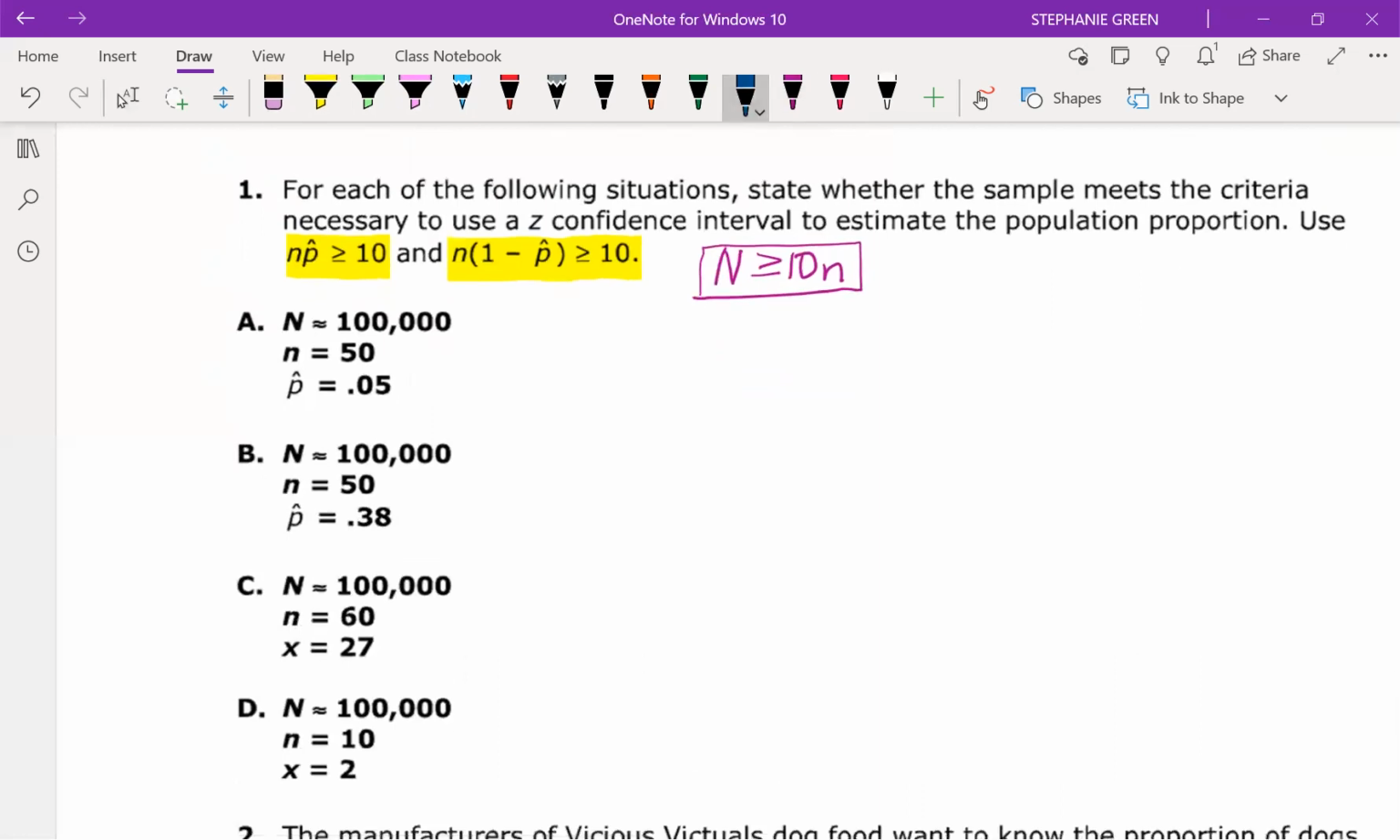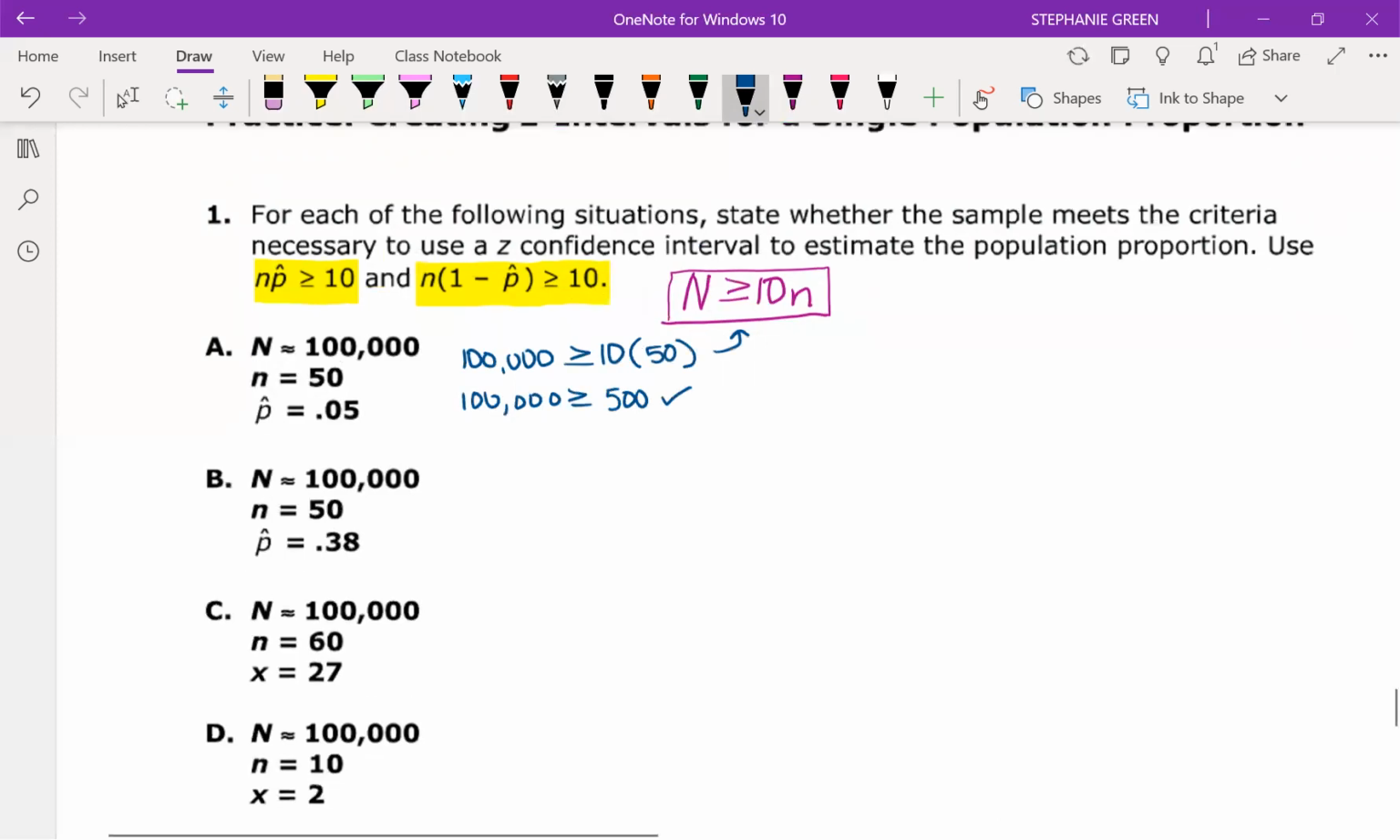Starting with the first one, I'll start with my population size. Is 100,000 greater than or equal to 10 times my sample size, 50? I'm checking this condition right here. Well, 10 times 50 is 500. So yes, 100,000 is greater than or equal to 500. So that condition is met. It is a binomial distribution.